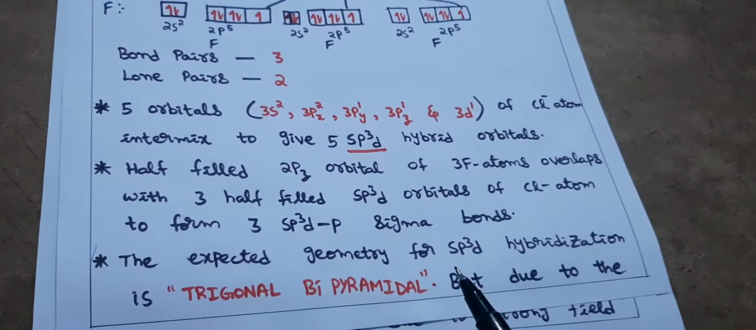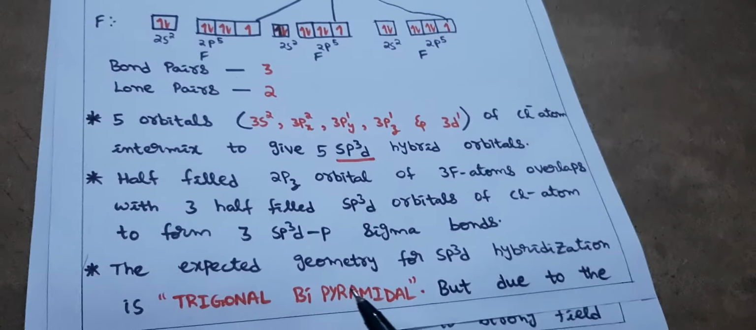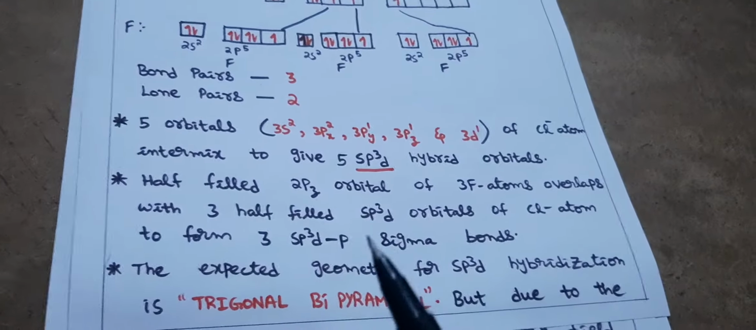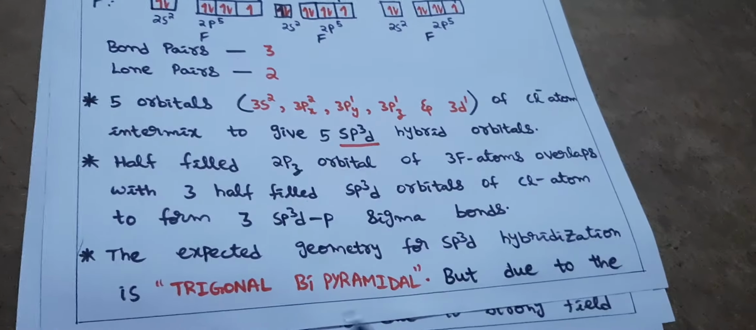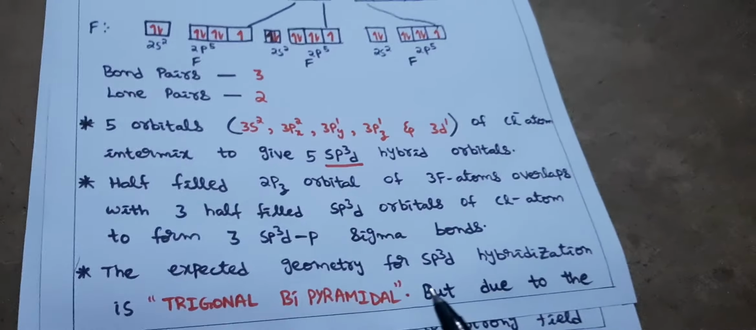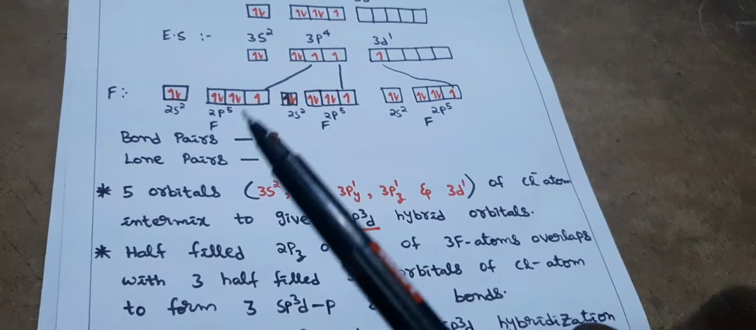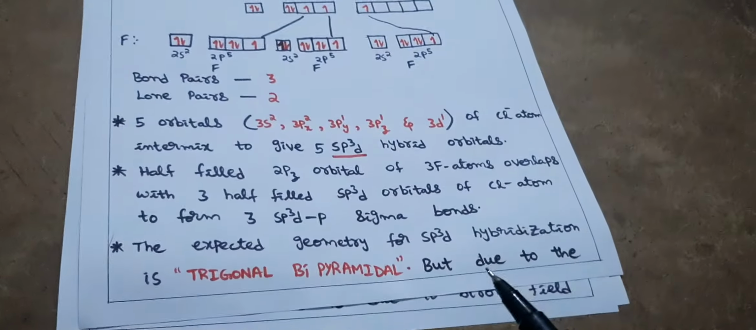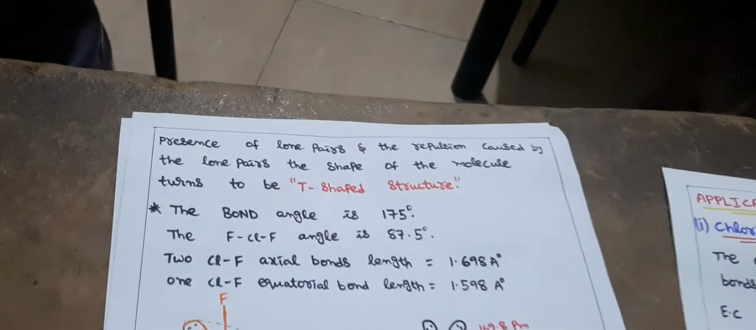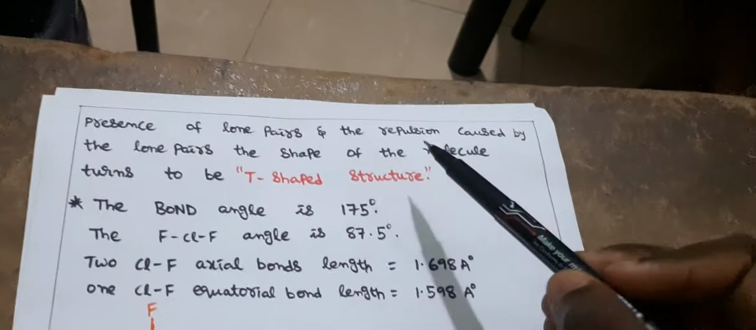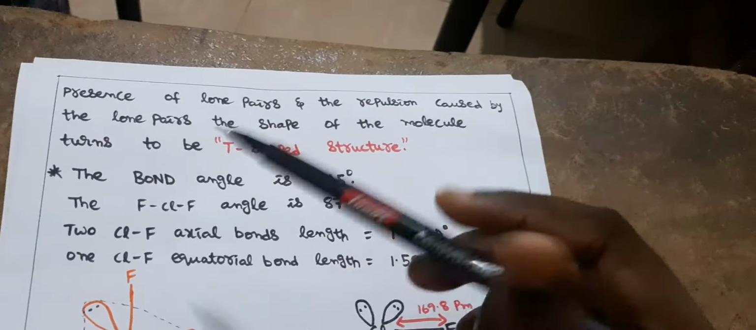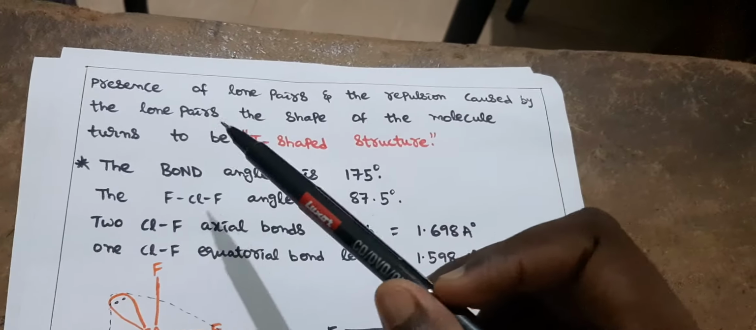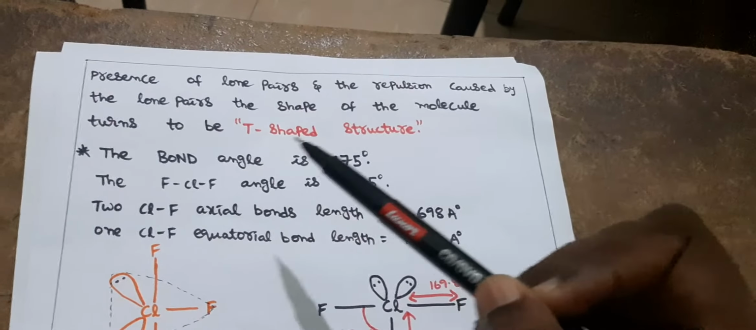The expected geometry for sp3d hybridization is trigonal bipyramidal. Yes, when we see sp3d hybridization, first the parent geometry comes into our mind, that is trigonal bipyramidal. But we have 2 lone pairs here, one and the other one. So totally we have 2 lone pairs. Due to the presence of 2 lone pairs and the repulsion caused by the lone pairs, if the lone pairs are both present at the same place, they repel. Same charges repel, and the shape of the molecule turns out to be a T-shaped structure.